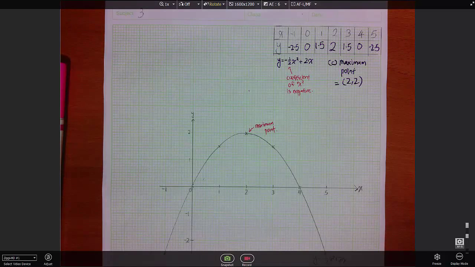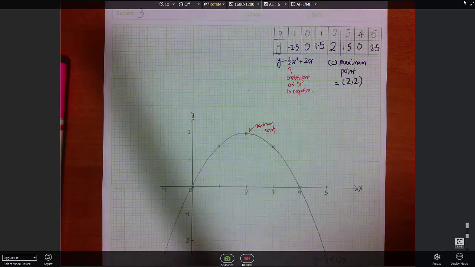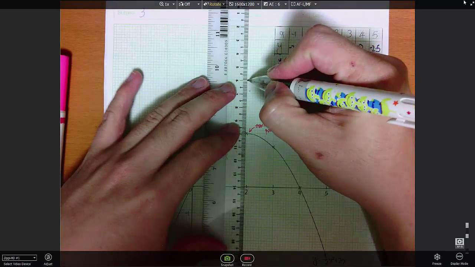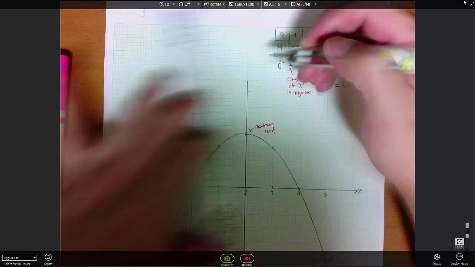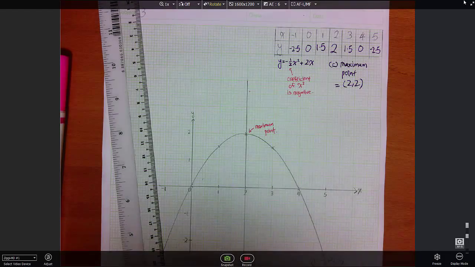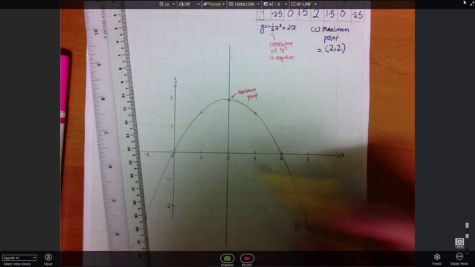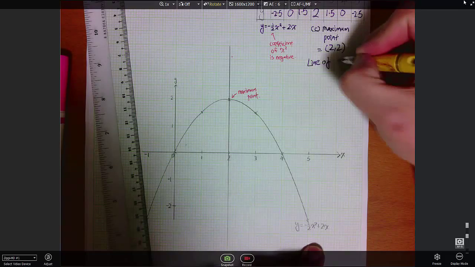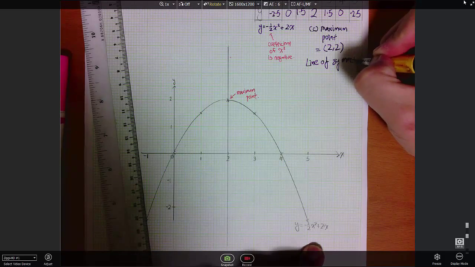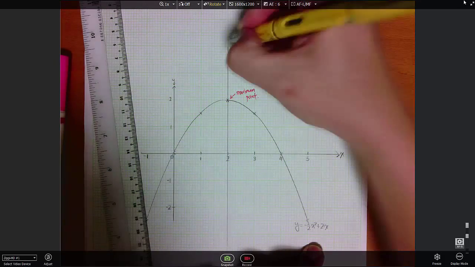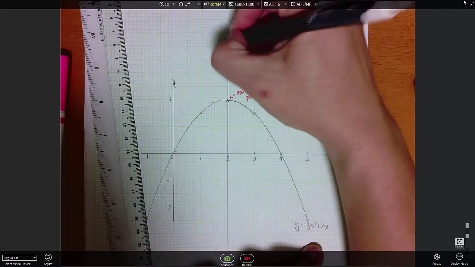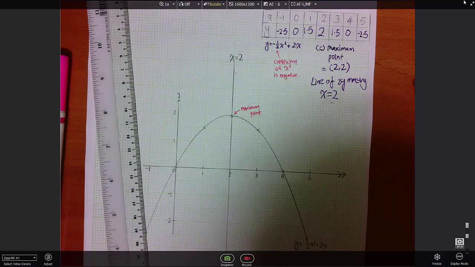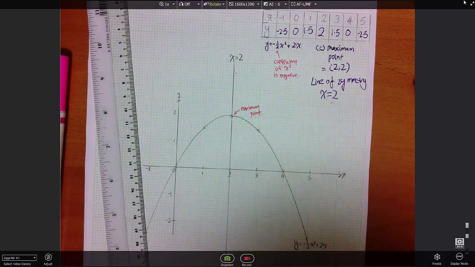Then they say that they want the line of symmetry. So let me draw for you the line of symmetry down here. This is my line of symmetry. Then notice that the line of symmetry passes through the x value of 2. So my line of symmetry is actually x equals 2. Let me label that for you, x equals 2. And finally, find the points of intersection of the graph and the x-axis.